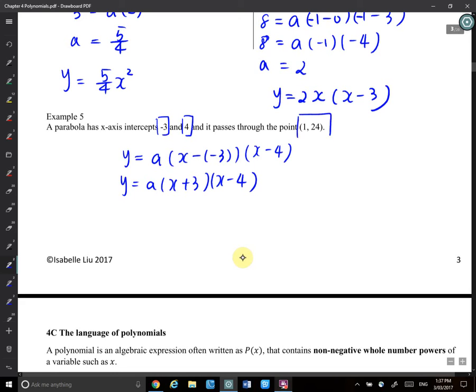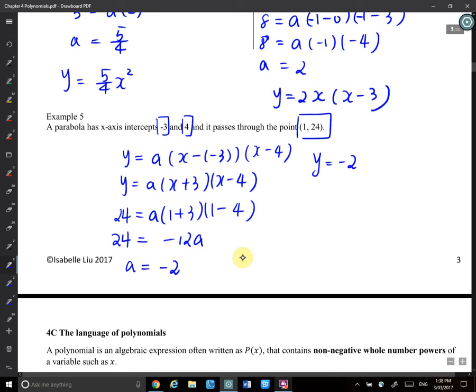You don't know the a value, but you have another point (1, 24). So 24 equals a times (1 plus 3) and (1 minus 4). That is 4 times minus 3, which is minus 12a. So a equals minus 2. So y equals minus 2 times (x plus 3) and (x minus 4).